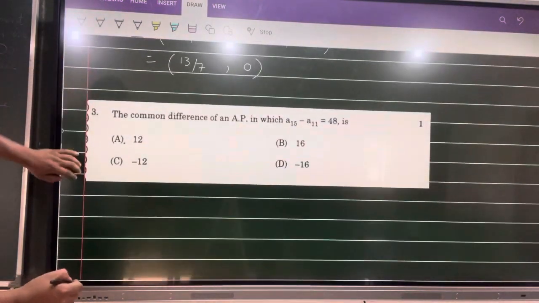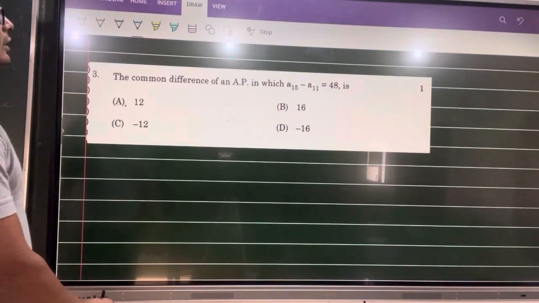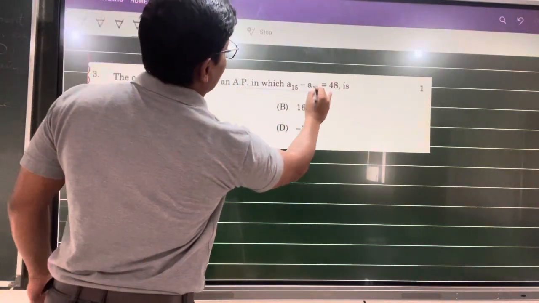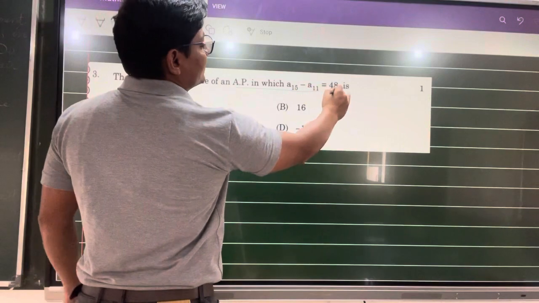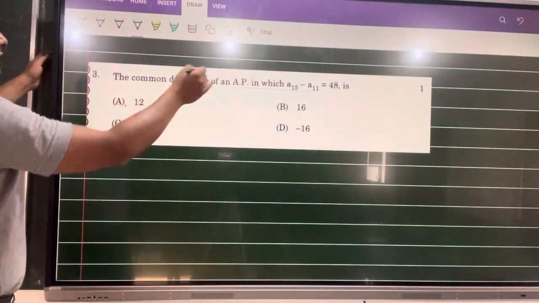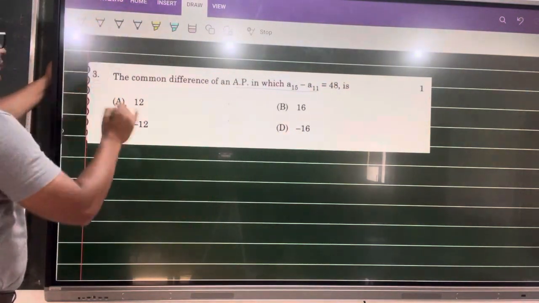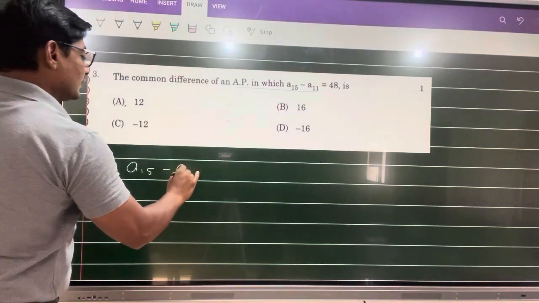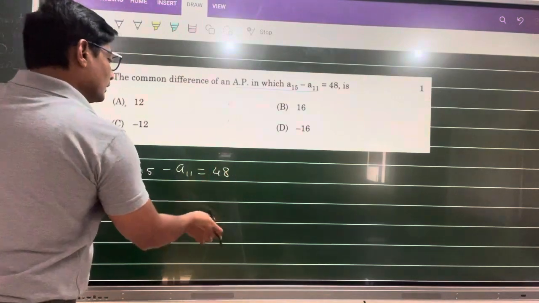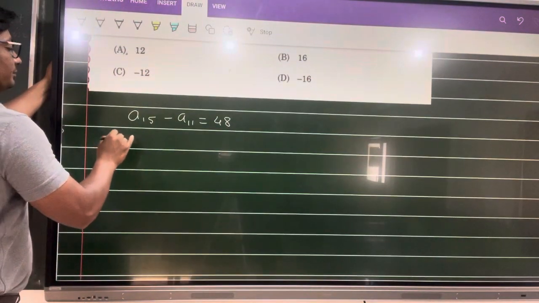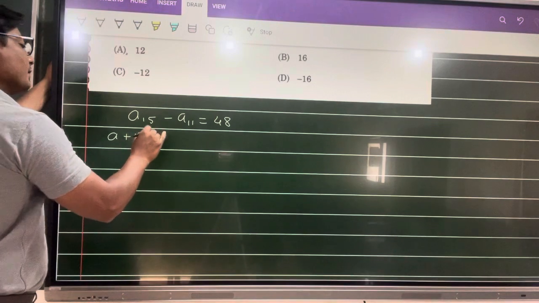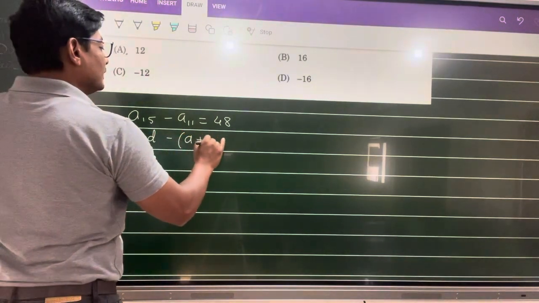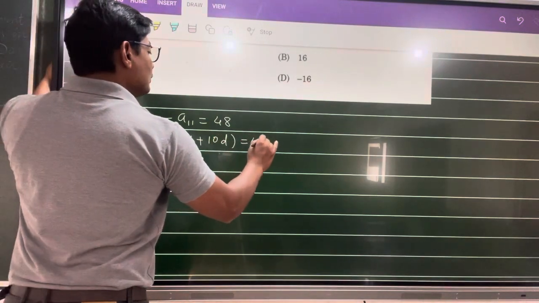Okay, so now in question number 3 they have given the common difference of an AP for which A15 minus A11 equal to 48. So they have given one condition for which we have to find the common difference. So very simple question, we just need to substitute. A15 minus A11 equal to 48. Here A15 is nothing but A plus 14D and minus of A11, which is A plus 10D, which equals 48.